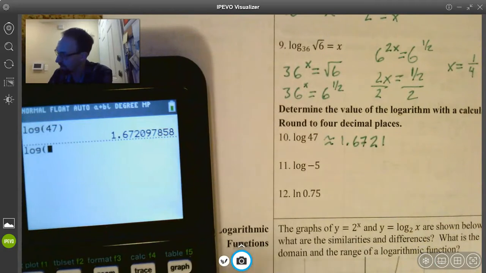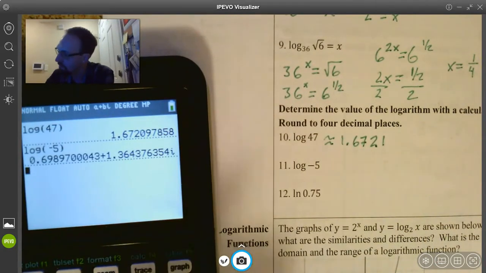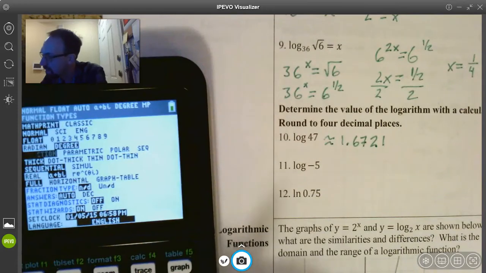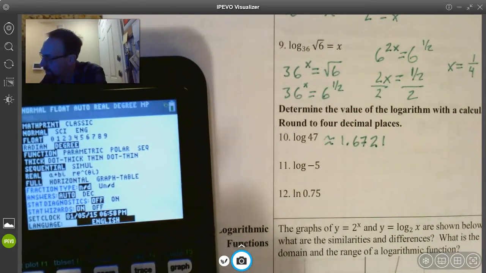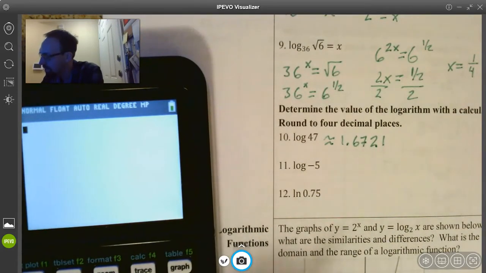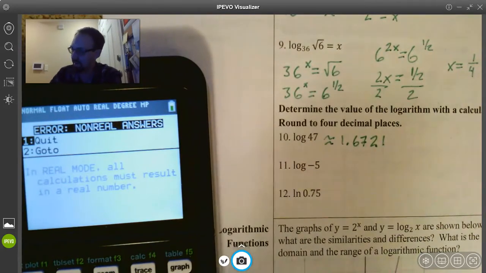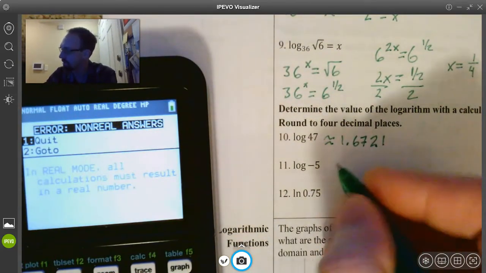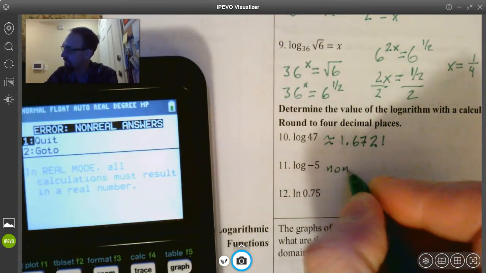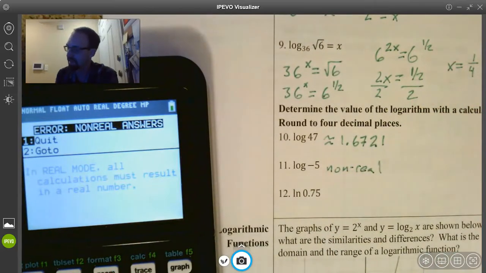Now, log of -5 is going to give us a very interesting result. Oh, I need to turn off real. There we go. I had it set so that it could give me non-real answers, but this is not a real answer. This is going to give you an imaginary answer, and the reason is because you can't take logs, similar to what we talked about on the previous page. You can't take logs of negative numbers. So this is non-real. We're just going to leave it like that.